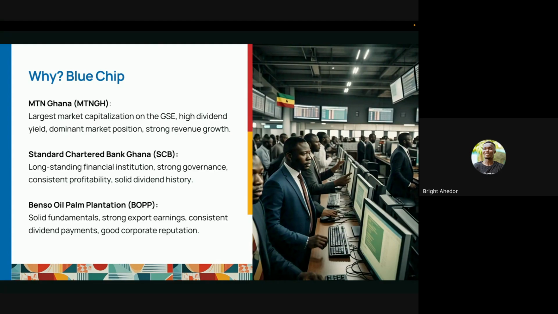Another blue chip in Ghana is the Benso Oil Palm Plantation. They've been doing very well. If you look at their books, they've been doing well over time. So that's one way to look at blue chips locally. These are some blue chips in Ghana, and the reasons why we consider them blue chips are spelled out here. So one approach is that you go to the stock market and say you are looking for only blue chips. That can be your strategy, okay?